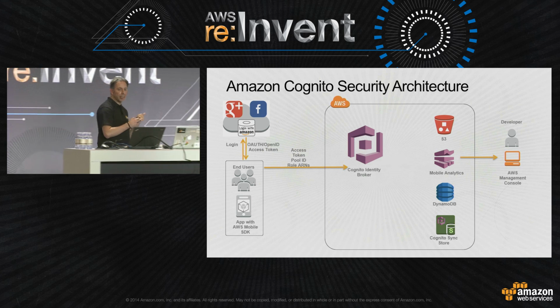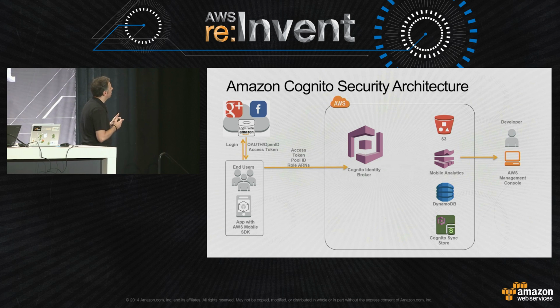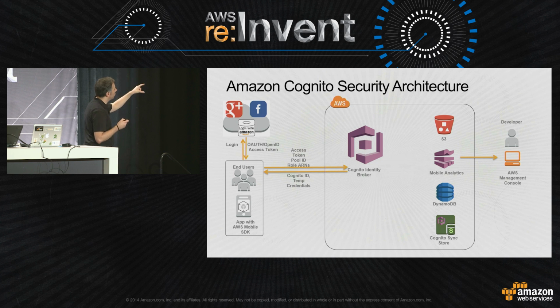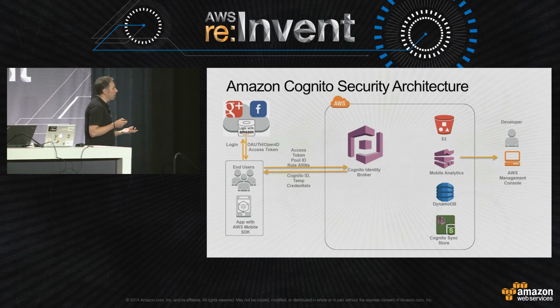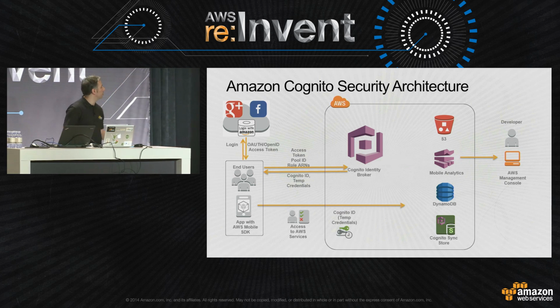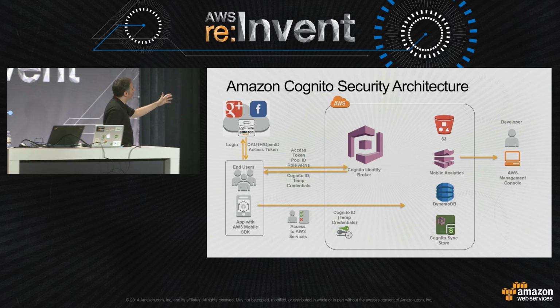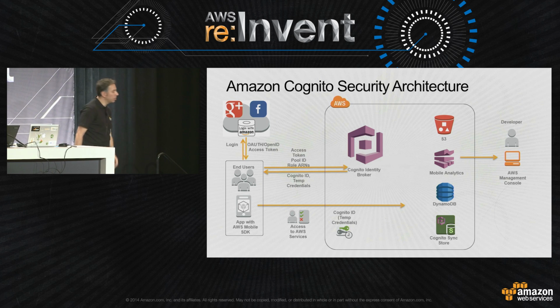If the token is correct and the role can be assumed in that pool ID, then Cognito will give back a unique Cognito ID and the temporary credentials that the mobile can start using to access AWS services directly. So now the device can go directly to DynamoDB, to S3, and to other services. So this is the overall framework.